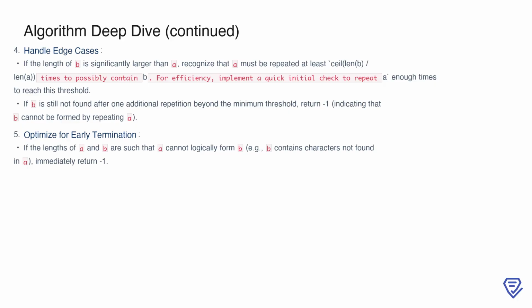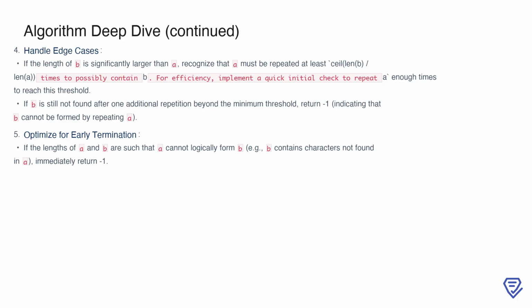If the length of b is significantly larger than a, we know that a must be repeated a minimum number of times to even have a chance of containing b. Specifically, this minimum can be calculated as the ceiling of the division between the lengths of b and a. For efficiency, we can perform an initial check to repeat a enough times to meet this threshold. However, even after this, if b is not found as a substring in the concatenated result, we add one more repetition of a to account for possible partial overlaps. If b is still not a substring at this point, we can safely return -1, as it indicates that b cannot be formed using repeated a.